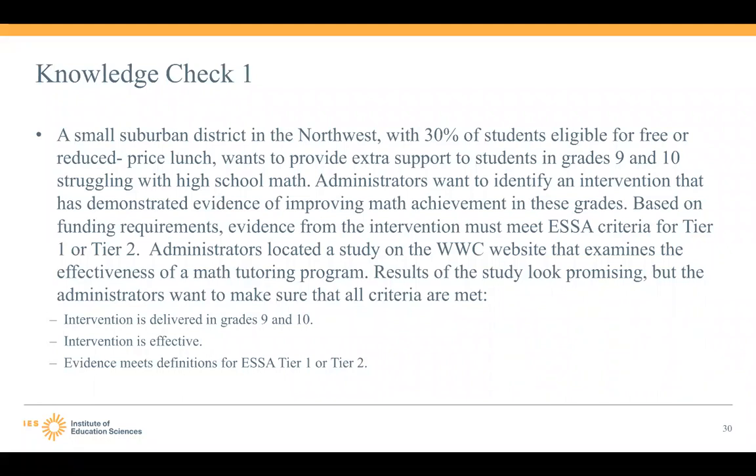So these administrators found a study on the WWC website that examines the effectiveness of a math tutoring program. Results of the study look promising, but the administrators want to make sure that all their criteria are met. The intervention is delivered in grades 9 and 10, it is effective, and that evidence meets definitions for ESSA Tier 1 and 2.